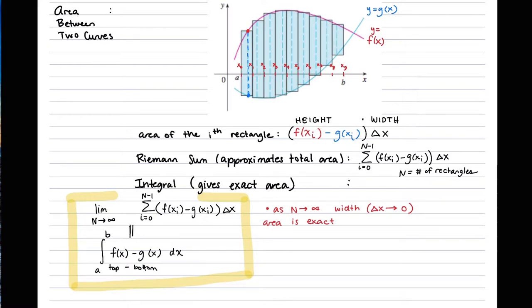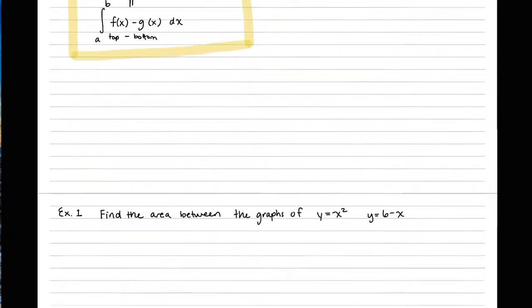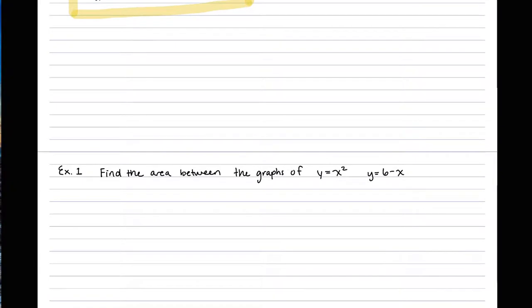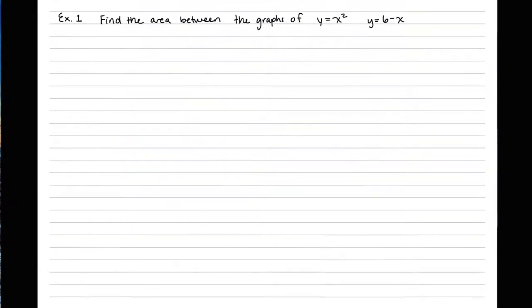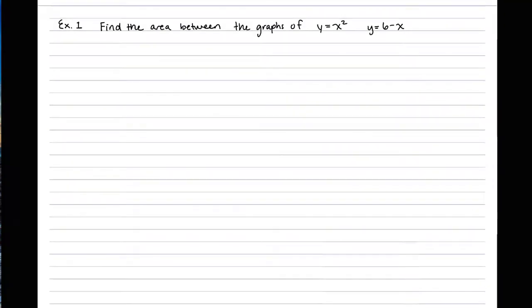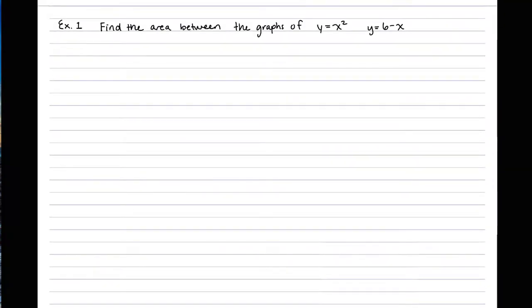Okay, so let's take a look at an example. We're going to find the area between the graphs of y equals x squared and y equals 6 minus x. So there we go. Before we jump into just setting this up, we'll need to graph these functions. You won't be able to set up the Riemann sum without the graphs.